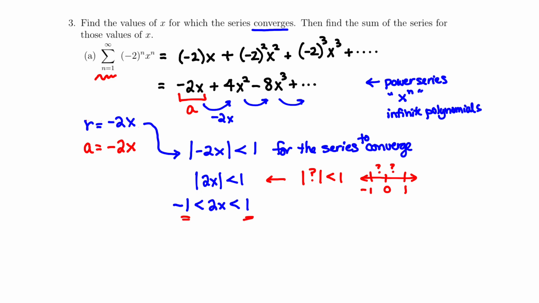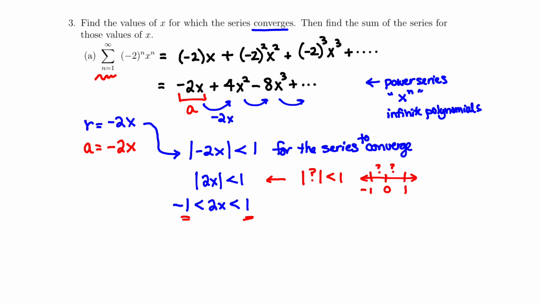You want to be 1 unit on the left and 1 unit on the right. Absolute value is distance. In physics, it means your distance. It could be positive or it could be negative, but you want to be within 1 unit on each side.